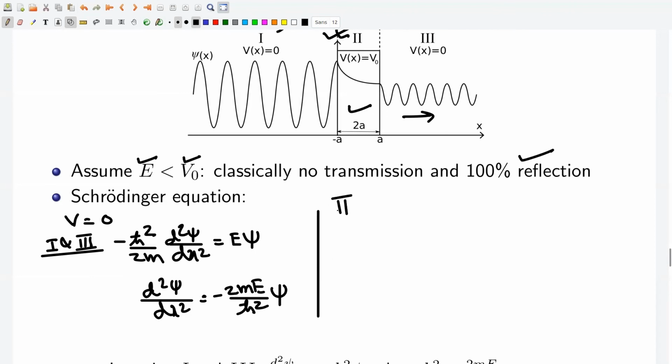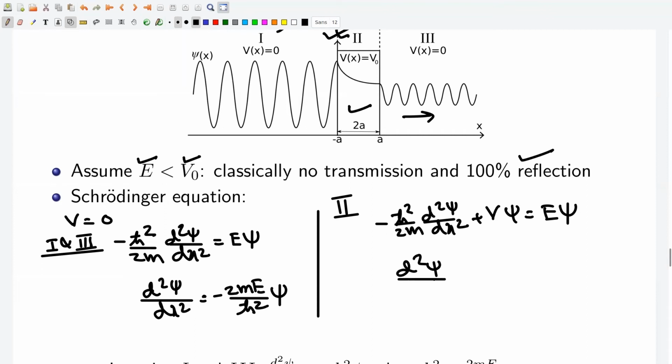Now, in region 2, we can write the Schrodinger equation as minus h cross square by 2m d2 psi dx square plus V psi is equal to E psi, and we can rewrite this as d2 psi dx square is equal to 2m (V naught minus E) divided by h cross square psi.